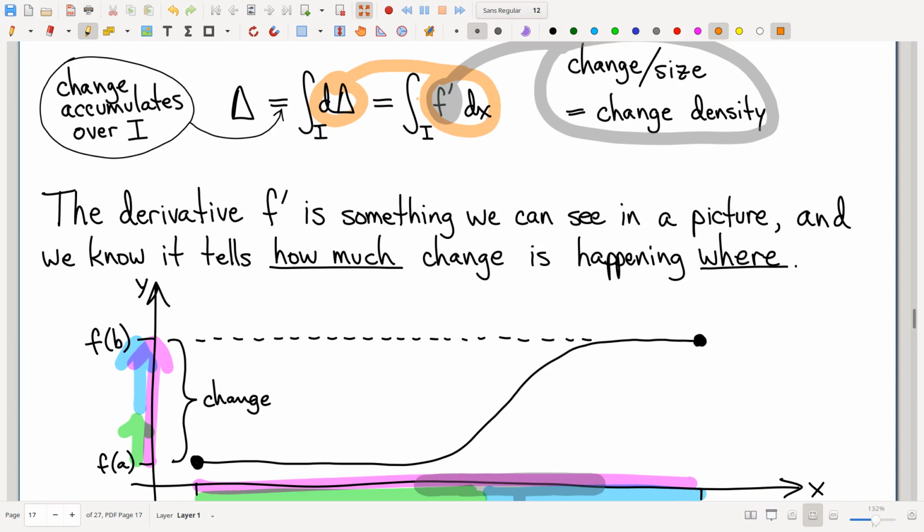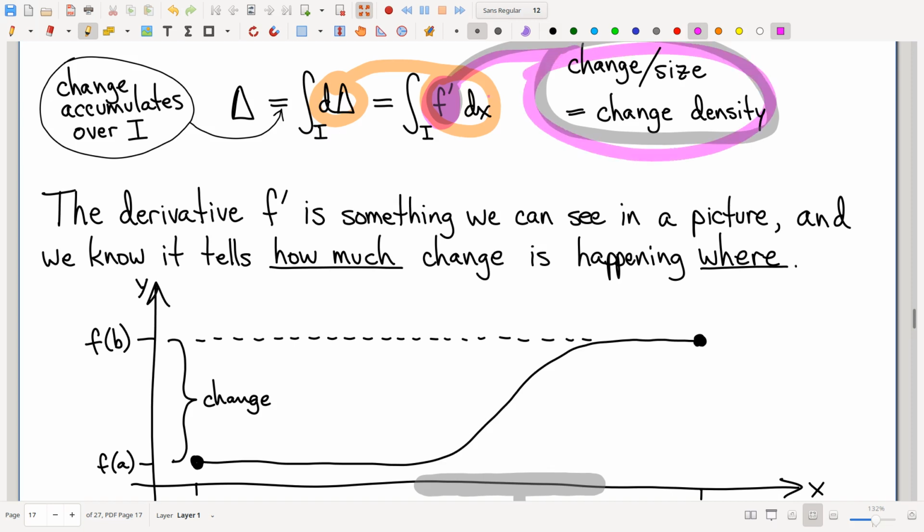And how does that relate to how much the input moved? Well, that's what the derivative is. The derivative is literally, actually, let me erase these. I want to recover some of these colors. The derivative is literally telling me what I'm going to call the change density.